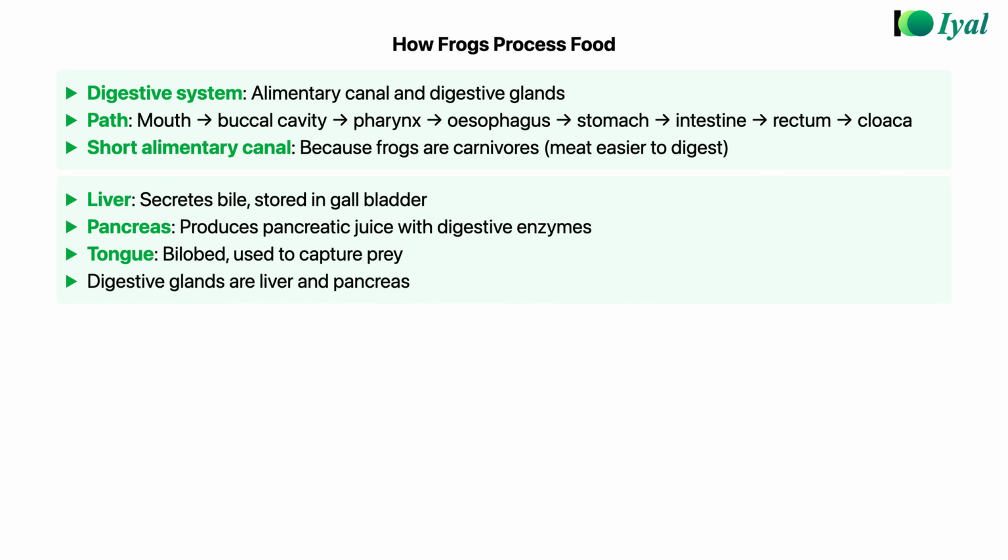The 2 main digestive glands are the liver and pancreas. The liver secretes bile, which gets stored in the gallbladder until it's needed. The pancreas produces pancreatic juice containing various digestive enzymes. And here's something cool about how frogs eat. They have this bilobed tongue that they use to capture their prey. It's quick and sticky, perfect for catching insects.